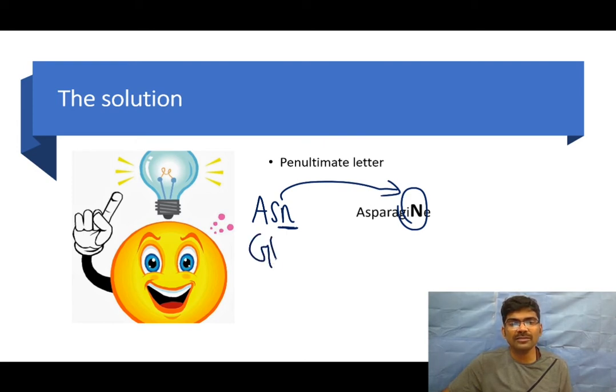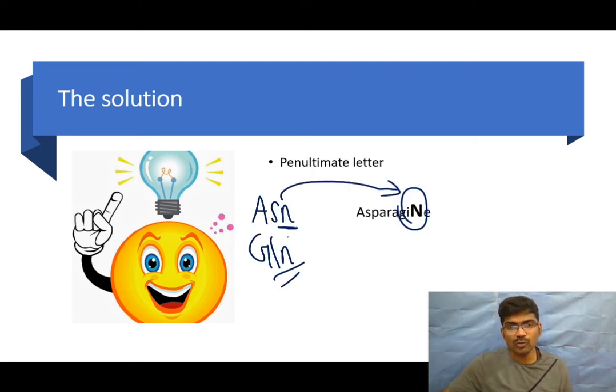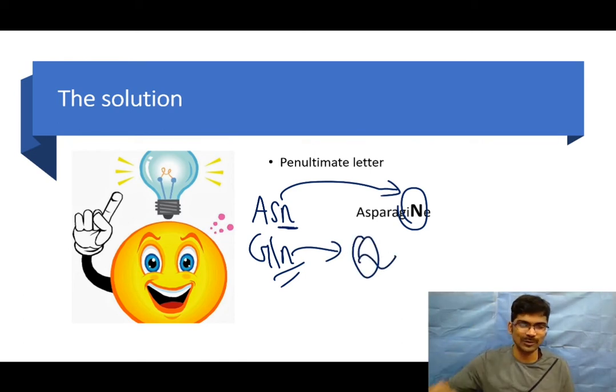But for glutamine, what to do? We cannot give the N to glutamine, right? So for glutamine, what they did is they gave Q. Okay, for glutamine, they went out of the way and they gave Q.